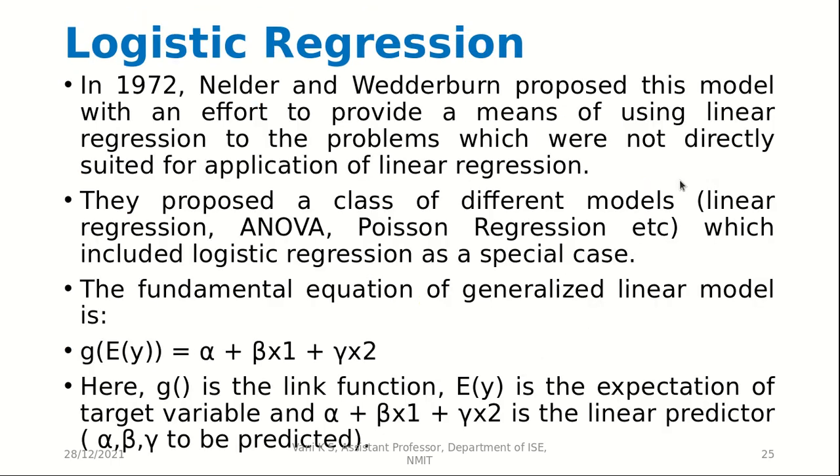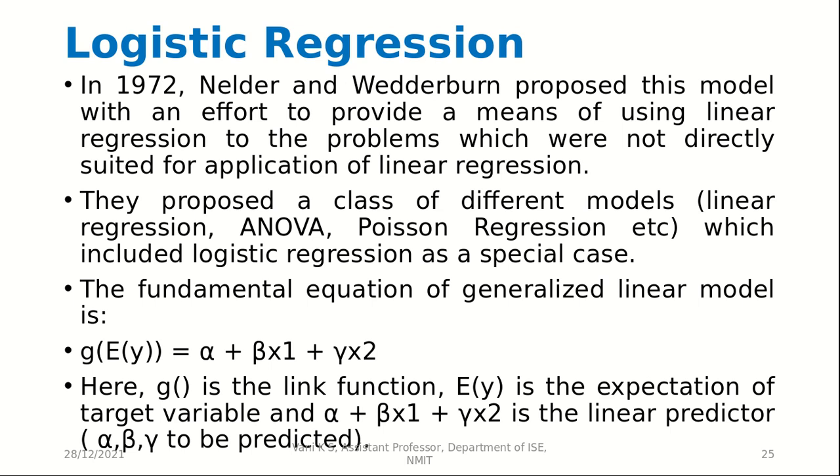Now in 1972, this is all history, it's not important. They proposed this model in an effort to provide a means of using linear regression for problems which were not directly suited to it. So this is how it was suggested and then came into existence.